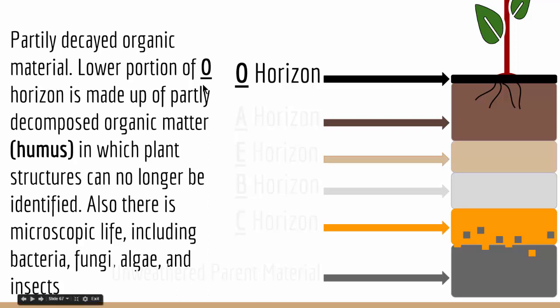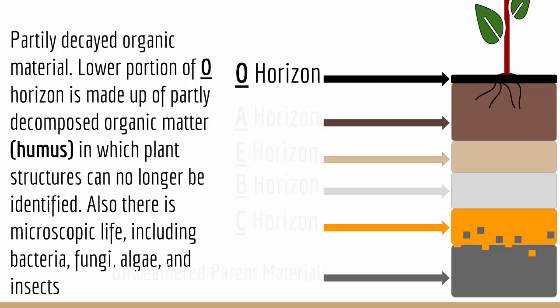The lower portion of the O horizon is made up of partially decomposed organic matter, humus, in which plant structures can no longer be identified. Also, there is microscopic life, including bacteria, fungi, algae, and insects. So this is what the O horizon is.